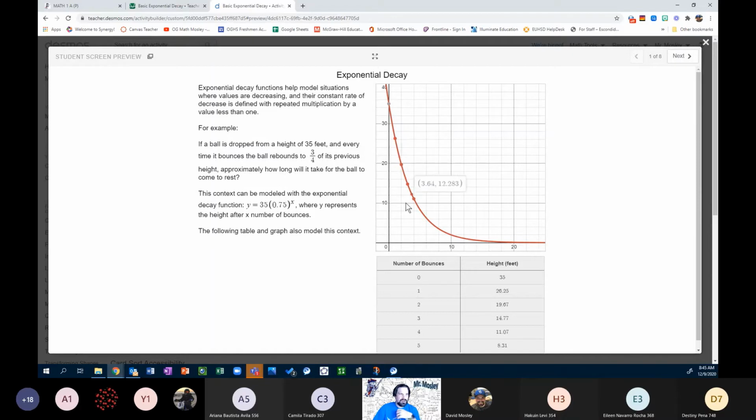So if you see a graph in one of the next few screens, you can do this. It's not going to change the graph, right? But it'll allow you to see the values, which could be helpful.